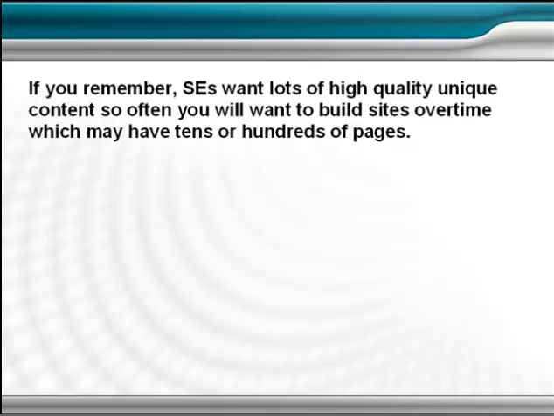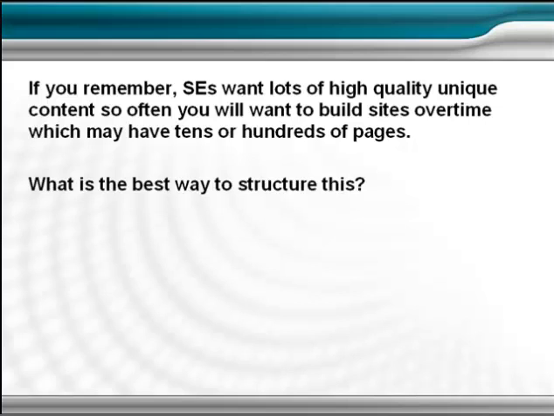So if you remember, the search engines want lots of high quality and unique content. So often you want to build sites over time which may grow to have tens or hundreds or even thousands of pages on them. You're going to need to structure this in an effective way so that the search engines basically don't get confused or users don't get confused. So what is the best way to structure this?